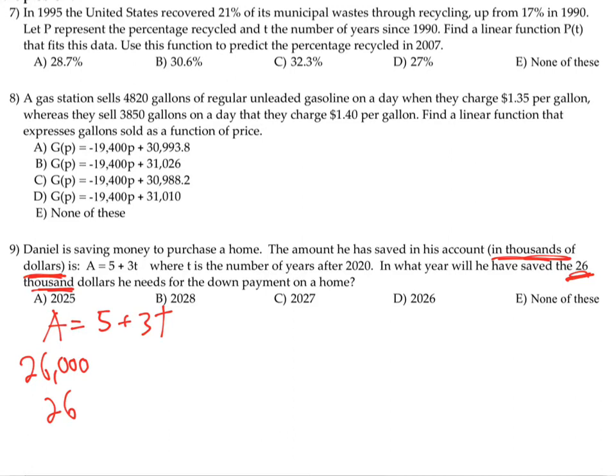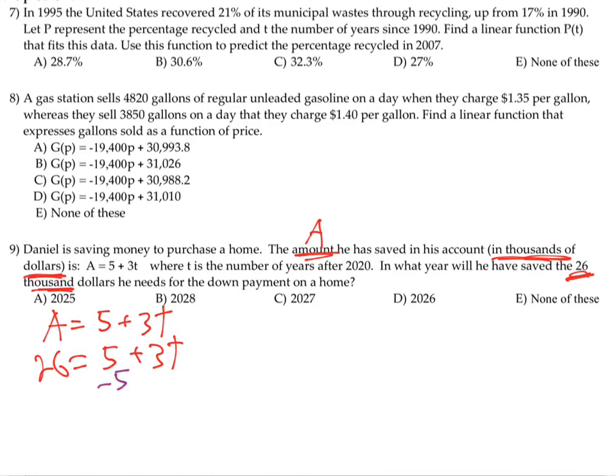So that's all they're doing. They're just being real like that. They're saying it's in thousands. It's already in thousands. So that's the mistake I see a lot of people make. You don't need 26,000, you just need 26. So we plug that in. That's the A. He needs 26,000, and we want to find T, how much time until he has that amount saved. So I just need to solve that little equation for T, right? What's my first step to solve for T?